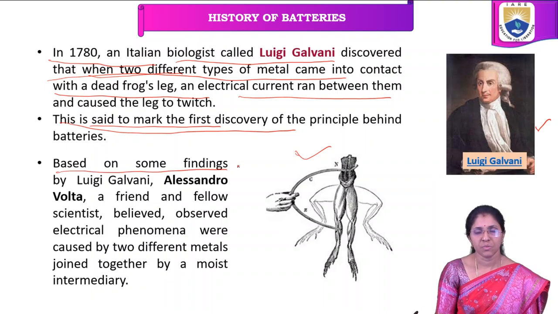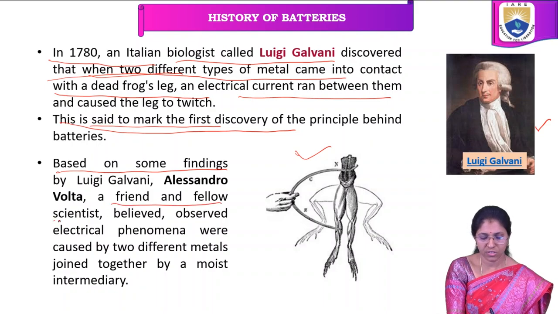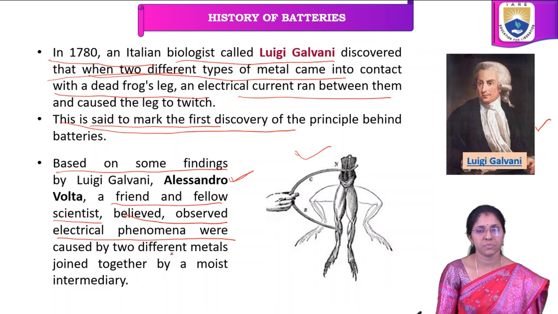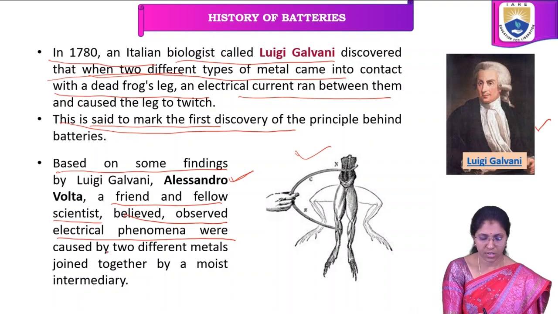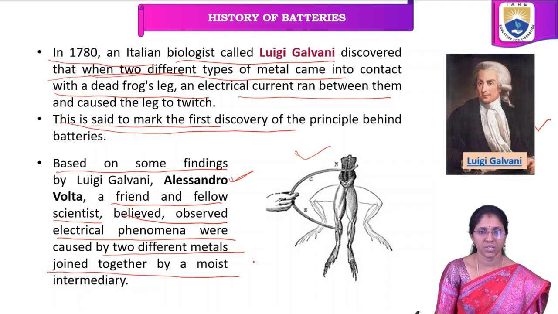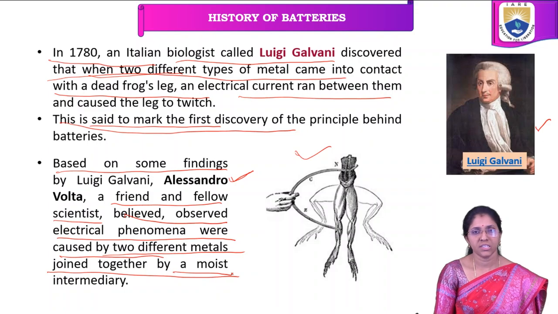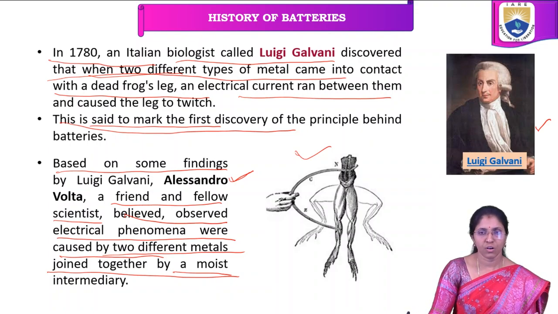Based on these findings, a friend and fellow scientist, Alessandro Volta, believed and observed that the electrical phenomenon was caused by two different metals joined together by a moist condition. When two different metals are joined together with a moist intermediary, an electric current is passed. This is the observation of Alessandro Volta.